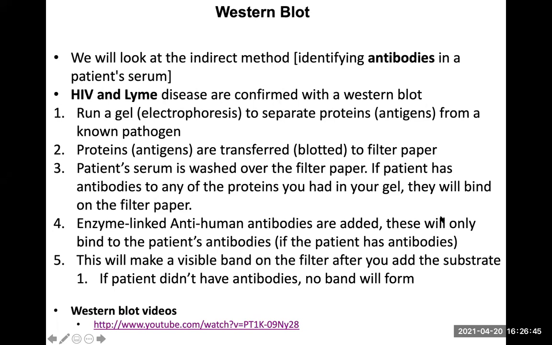And then you wash the patient's serum. And if the patient has antibodies, they're going to bind to those antigens in the filter paper. And then you would rinse it with the enzyme-linked antibody, so the secondary antibody. And it will bind only if the patient was positive. And then you would add the substrate for the color change. And in this case, you would be looking for the formation of bands.